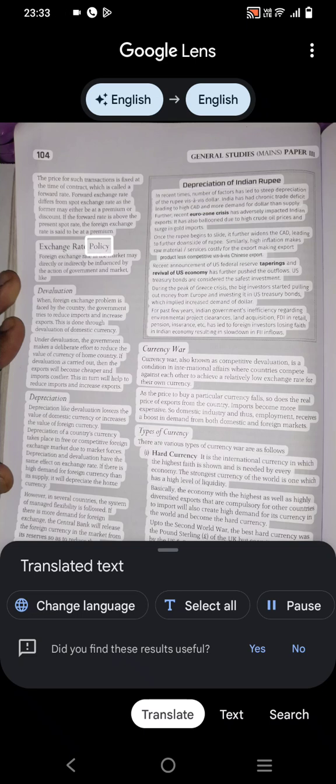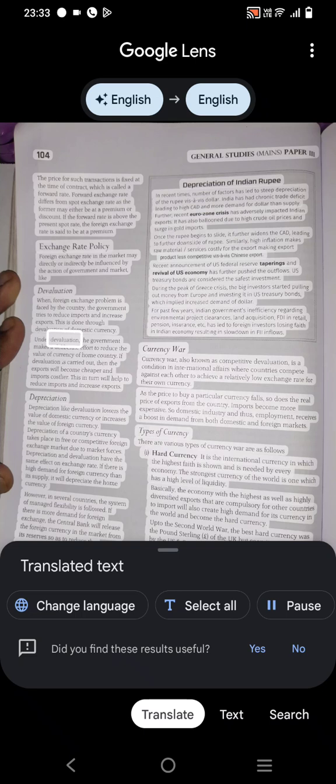Exchange rate policy. Foreign exchange rate in the market may directly or indirectly be influenced by the action of government in market. Like devaluation. When foreign exchange problem is faced by the country, the government tries to reduce imports and increase exports. This is done through devaluation of domestic currency.